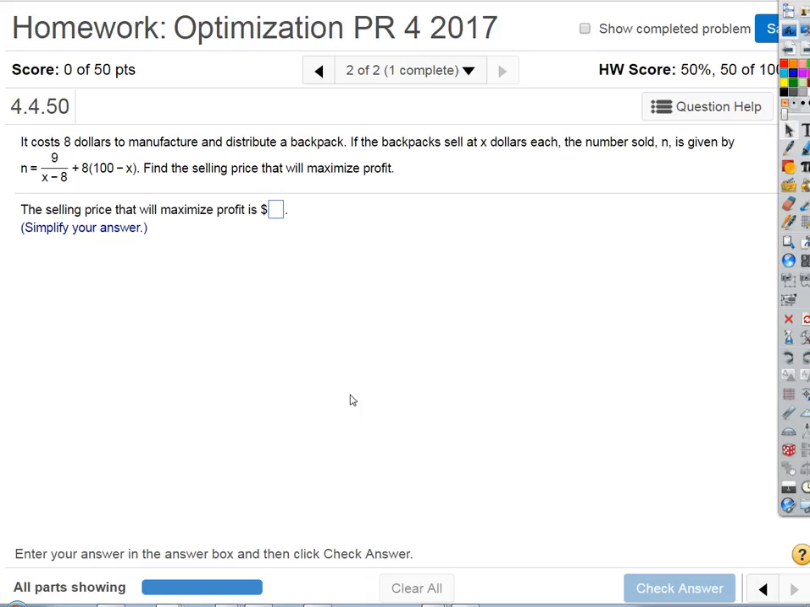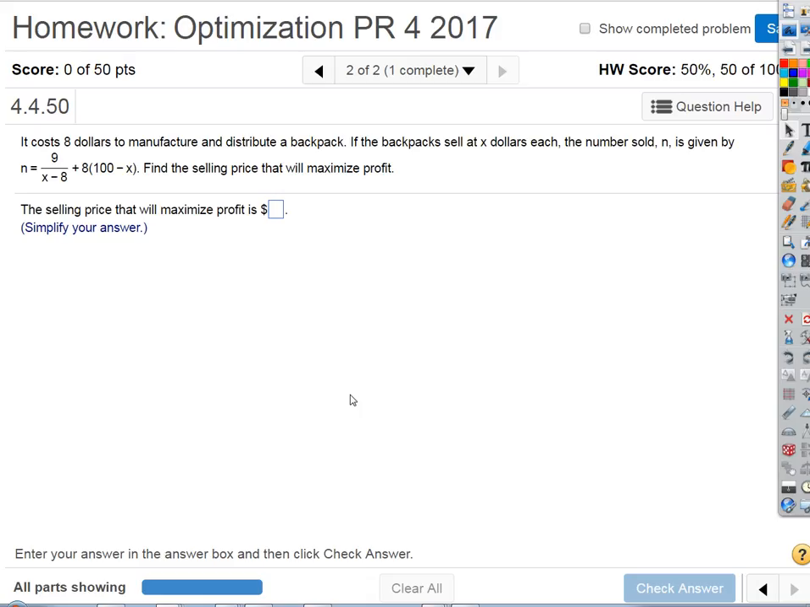So this one's not so hard. It costs $8 to manufacture and distribute a backpack. If the backpacks sell at X dollars each. Now this is a little different though. This is kind of mixed up, right? This time, instead of X representing the number of widgets, it's representing the cost of our widget, which in this case is a backpack, right? The number sold, N, is given by this function, okay?